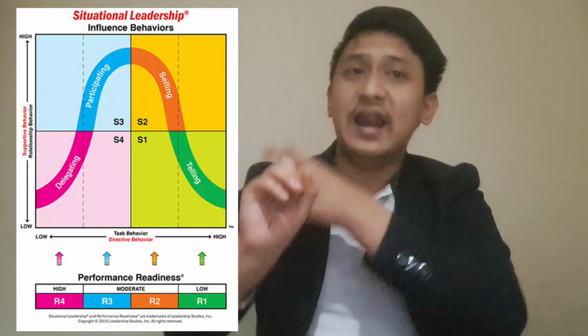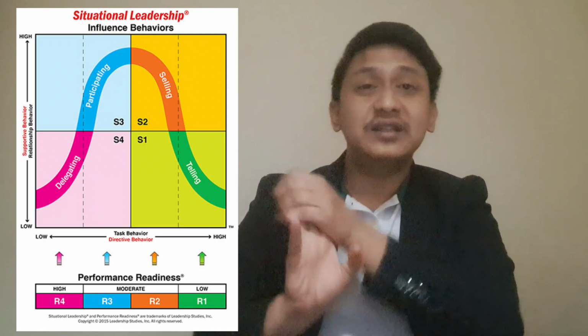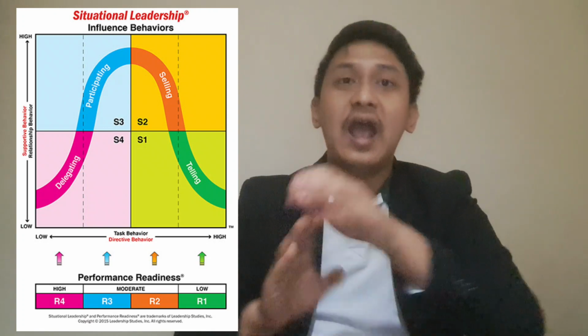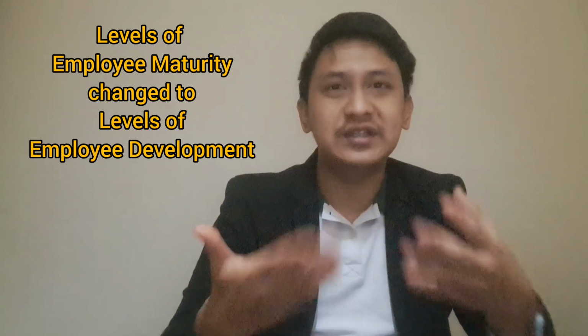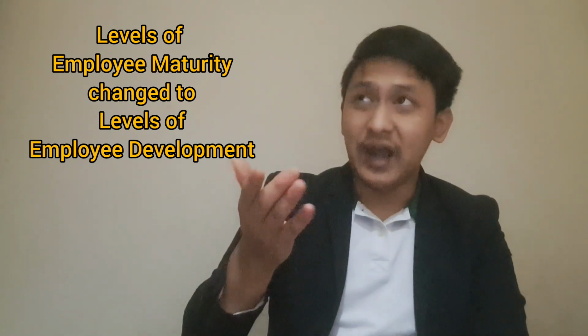Now, before the video ends, there are a few notes for you to take to avoid any confusion in regards to the original model. Now, initially or originally, the terms were telling, selling, participating, and delegating, and the development levels were referred to as maturity levels. Now you can see why they had to change it to make it more appealing and perhaps less condescending.